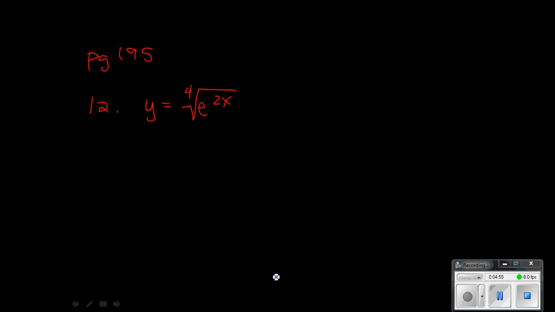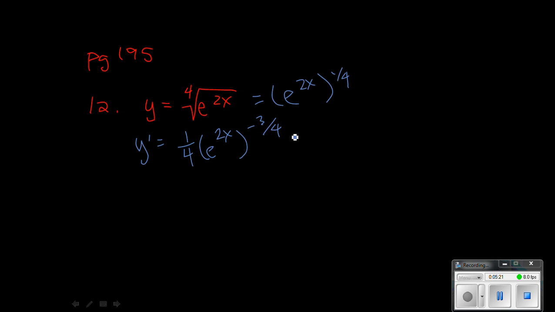Okay, so now number 12, which is the last one here, let me rewrite this before I start. So we have e to the 2x to the 1/4 power. So we're going to do the chain rule. 1/4 is first, and then e, and then 2x is last. We have three different things to take the derivative of. So it's going to be 1/4 e to the 2x to the negative 3/4.